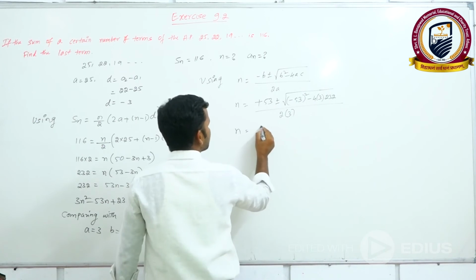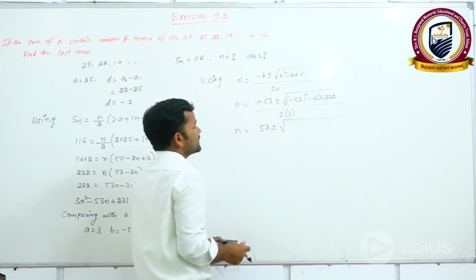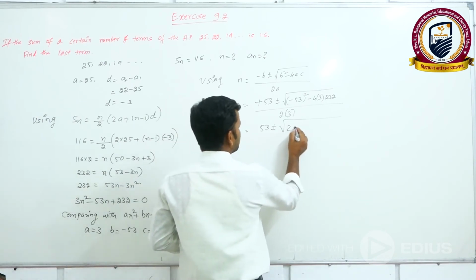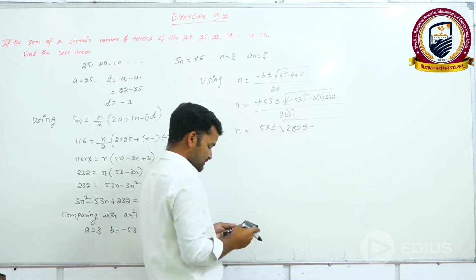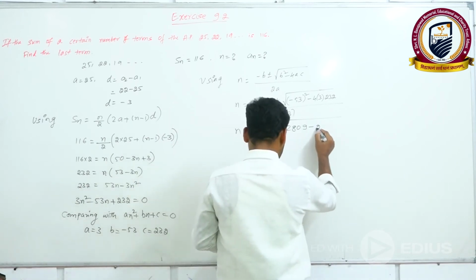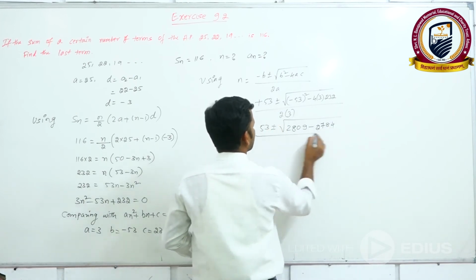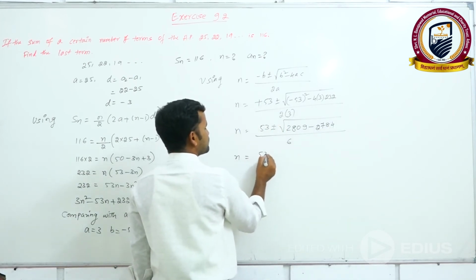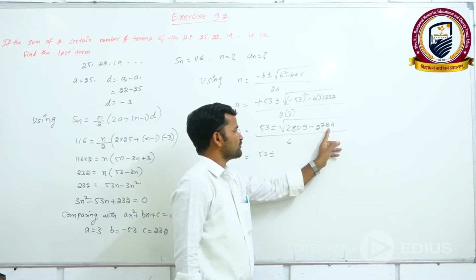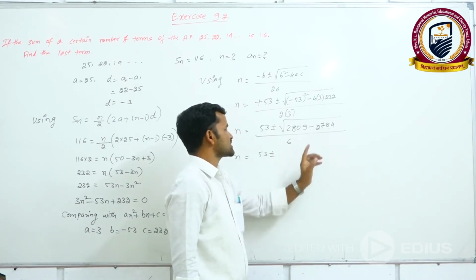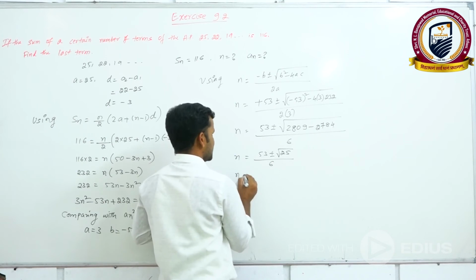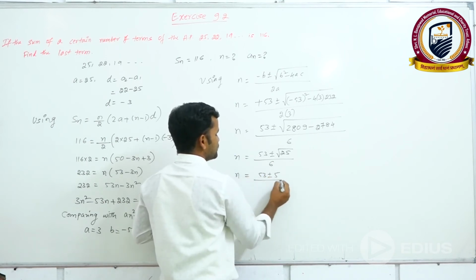N is equal to 53 plus or minus the square root of 53 squared, which is 53 into 53, that is 2809, minus 4 into 3 into 232, that is 2784, all divided by 6. So n is equal to 53 plus or minus the square root of 2809 minus 2784. Here 16 remains, 16 plus 9, 25. Square root of 25, all divided by 6. N is equal to 53 plus or minus 5 divided by 6.